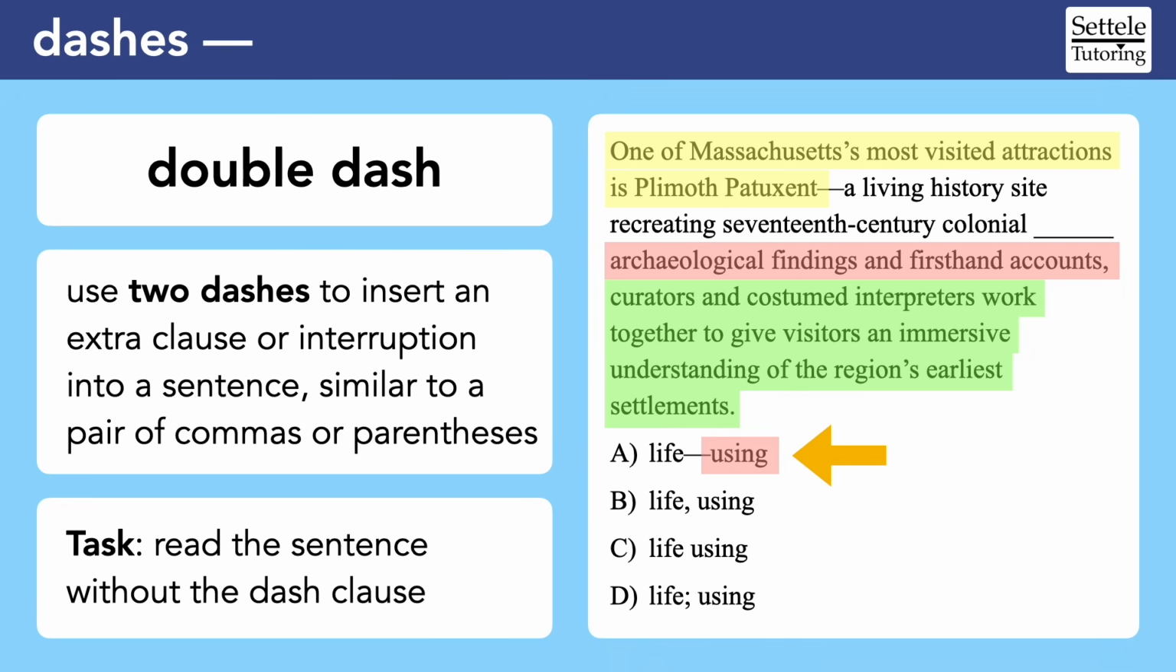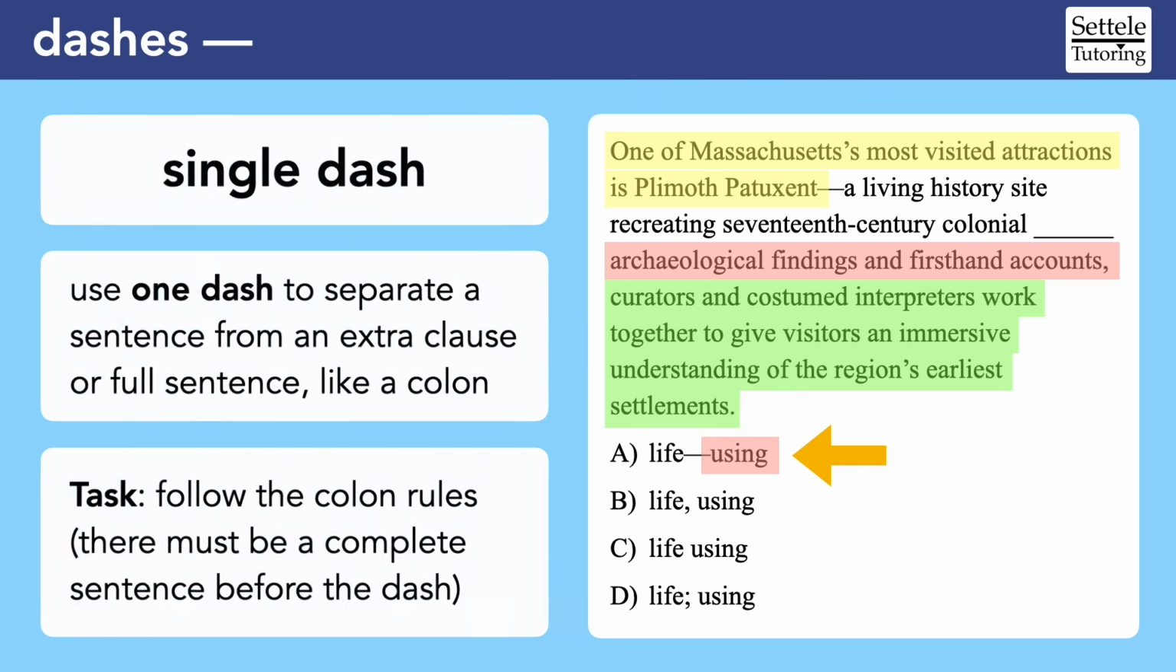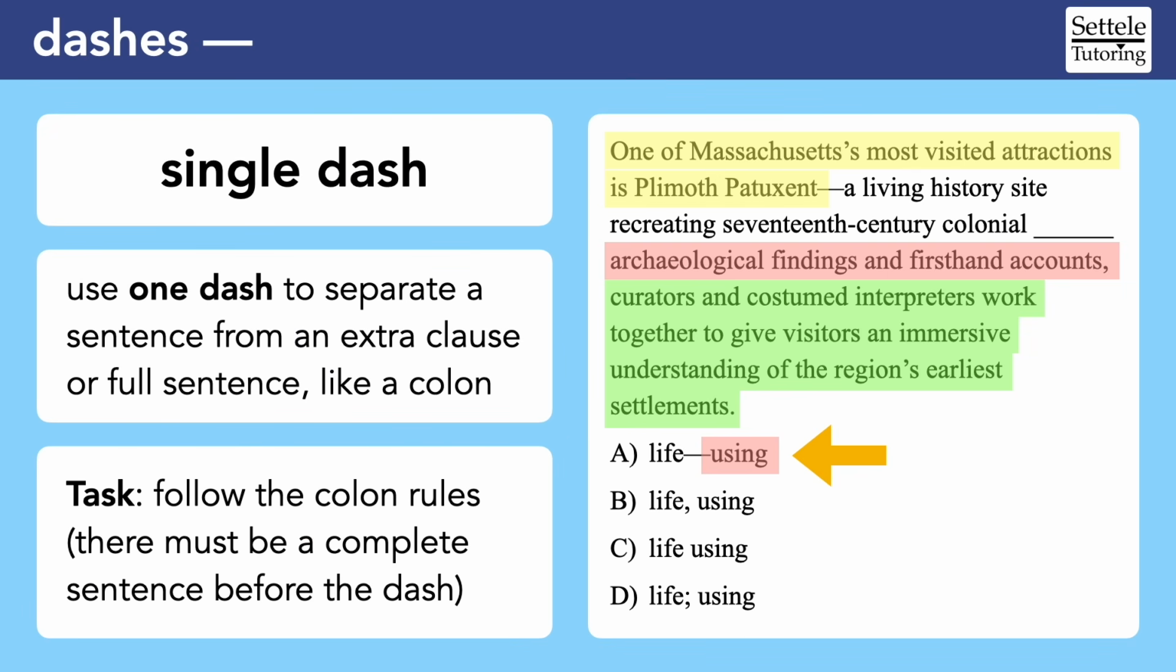SAT grammar has very specific rules about how we join two complete sentences, and the double dash is not one of them. This question is actually using a single dash to distract us from the main rule. We should have started this question by testing choice D, since the semicolon is a priority 1 punctuation mark, and the dash is priority 2. If we had started with D, we would have been looking for complete sentences from the start.